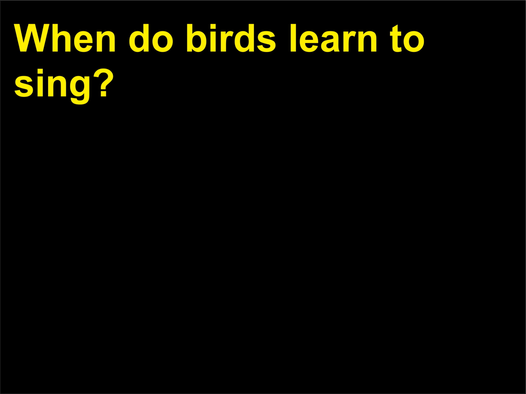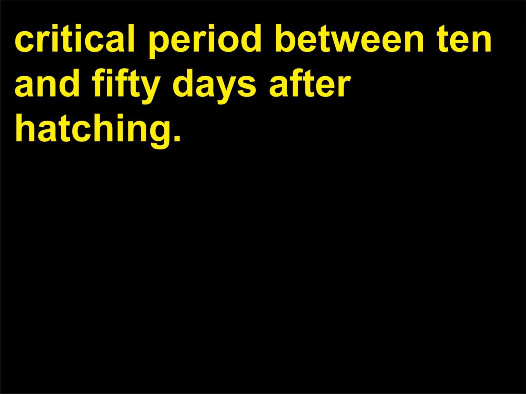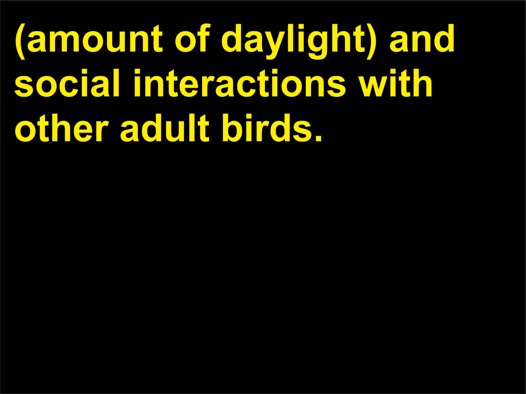When do birds learn to sing? Male song sparrows generally learn to sing during a critical period between 10 and 50 days after hatching. In some birds such as the mouse wren, the learning period for song development is influenced by photoperiod, amount of daylight, and social interactions with other adult birds.